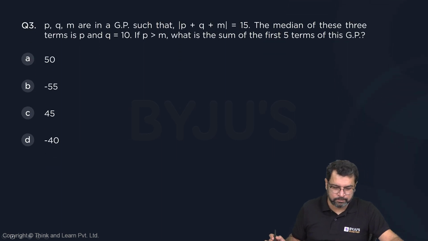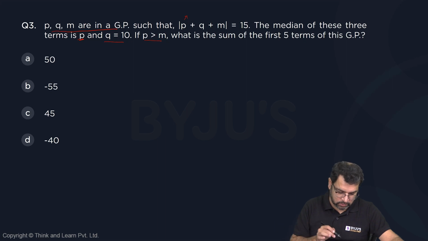Moving to third question. This is a very interesting question, right? Lots of concepts are there. P, Q and M are in GP such that mod of P plus Q plus M is equal to 15. The median is P, the first term, right? Q is 10, P is more than M. What is the sum of the first 5 terms of the GP?